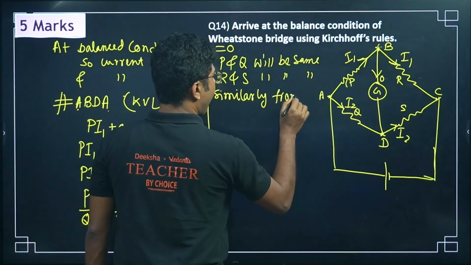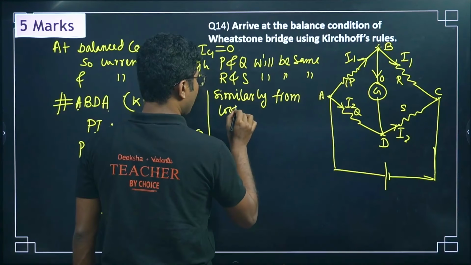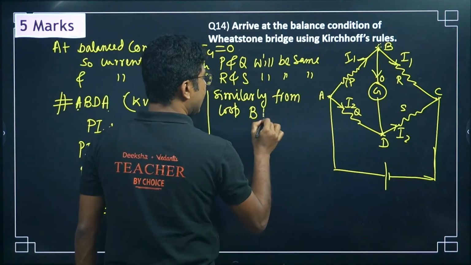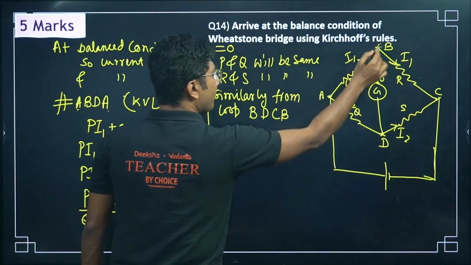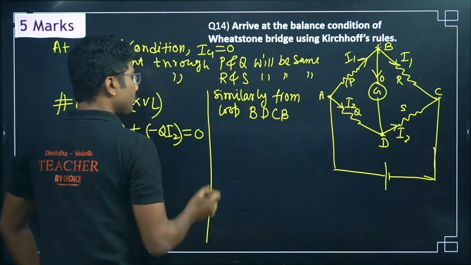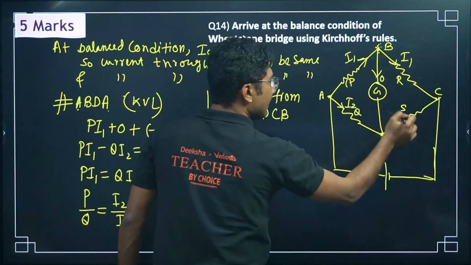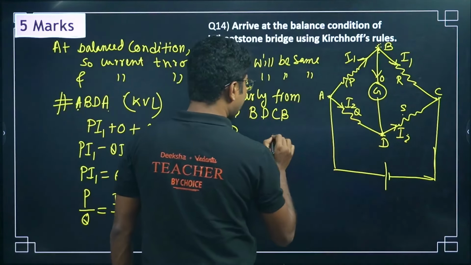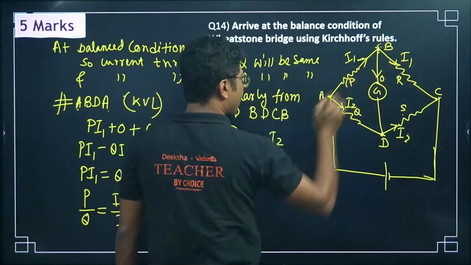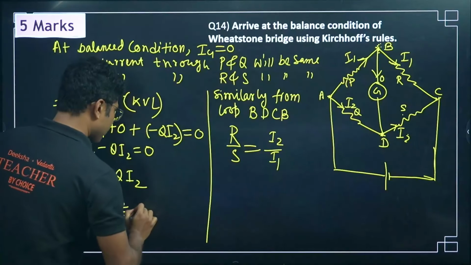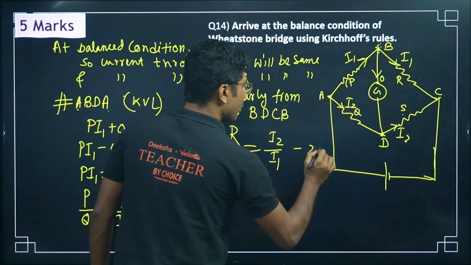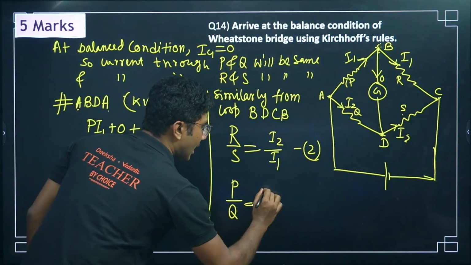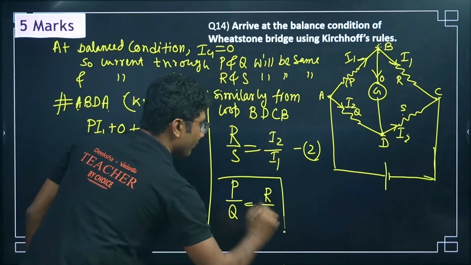Now, similarly, from loop B, D, C, B, we can write upper divided by lower, that is R by S equals lower current divided by upper current. Suppose this is equation 1 and this is equation 2. If you compare 1 and 2, you get P by Q equals R by S. This is the derivation for the Wheatstone bridge.